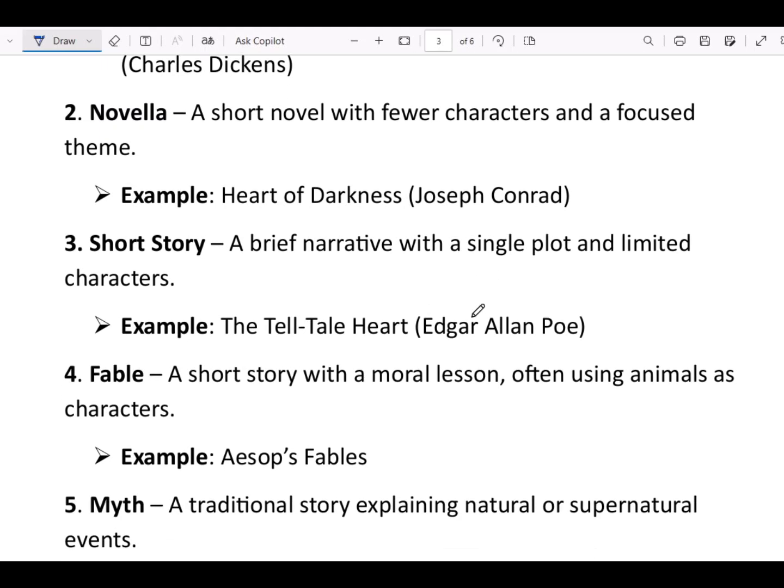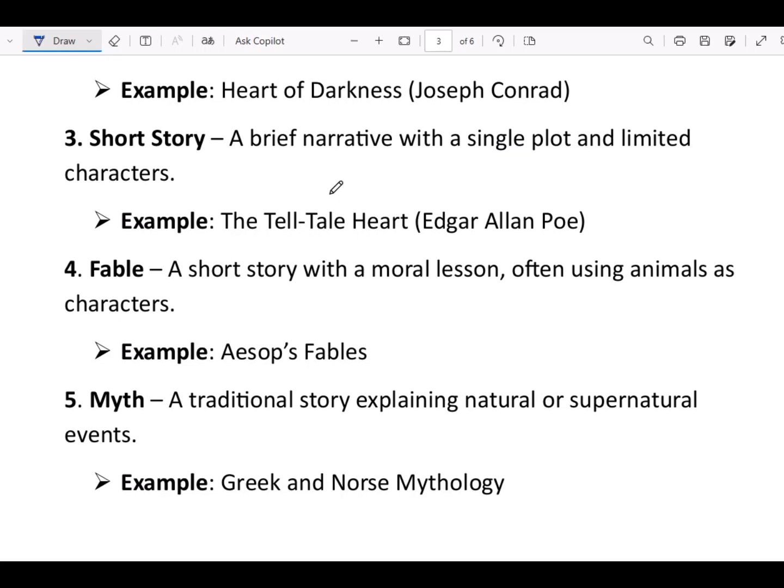Now there is the short story. A short story is a brief narrative with a single plot and limited characters. For example, The Tell-Tale Heart by Edgar Allan Poe. Besides in our literature, we have read so many short stories in our childhood, and even now we read so many short stories. So the characteristic of short stories is that it is a brief narrative with a single plot and limited characters.